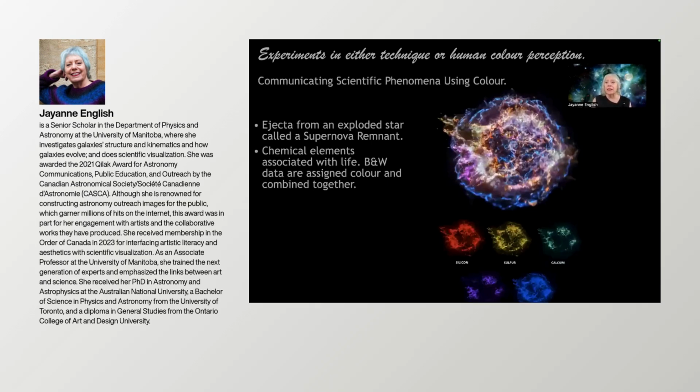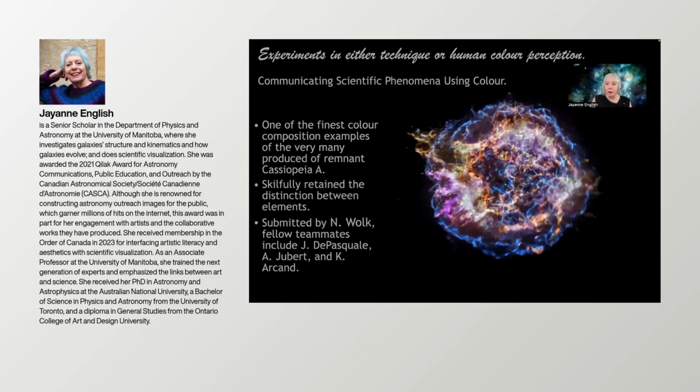One of the most interesting things to me, because I am doing public outreach, was this public outreach image of an exploded star. The debris is called a supernova remnant. The telescopes observe different chemical elements in black and white. Their images are black and white. Each of the black and white data sets are assigned color and combined together. Now, Cassiopeia A, this particular remnant, is a very popular object to make images of, but the color composition in this one is one of the best I've ever come across, and they have skillfully distinguished between the elements. This is a very complex process, and it was submitted by Woke to represent their whole team of visualization experts.